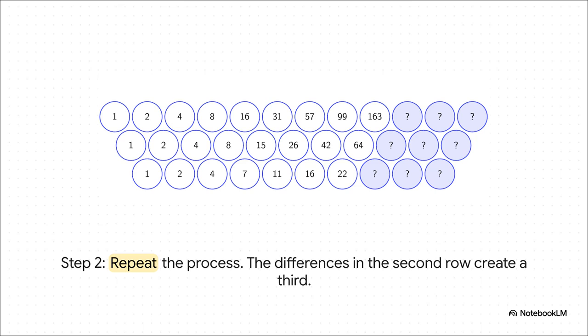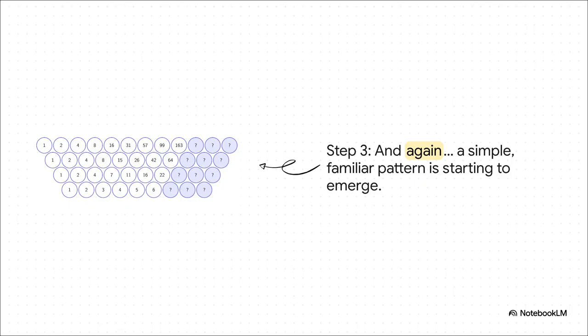And now, well, we just do the exact same thing again. We take that new row we just made and apply the same logic. 2 minus 1 is 1. 4 minus 2 is 2. See? We're just systematically digging down one layer at a time. Okay, let's go one more time. We apply the rule again, and look at that. Our fourth row is 1, 2, 3, 4, 5, 6. Now that is a pattern I think we can all get behind.